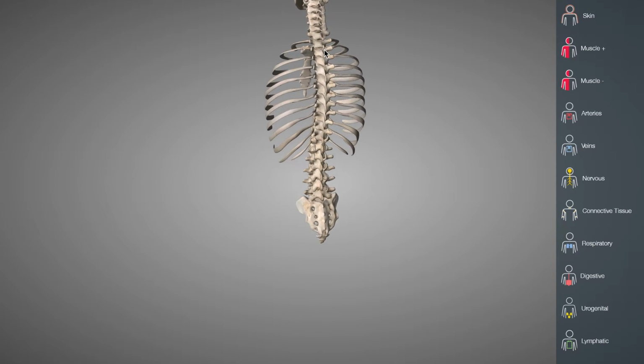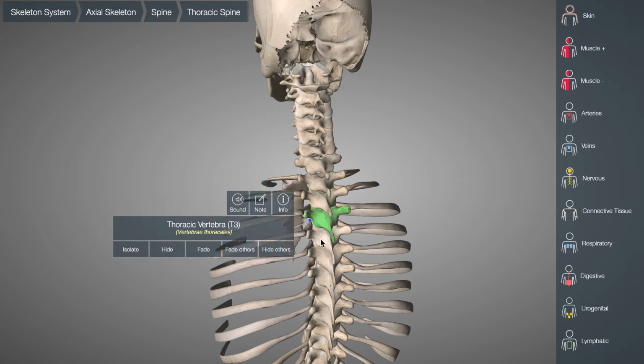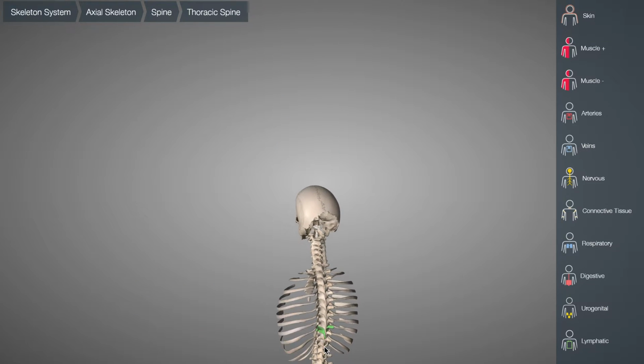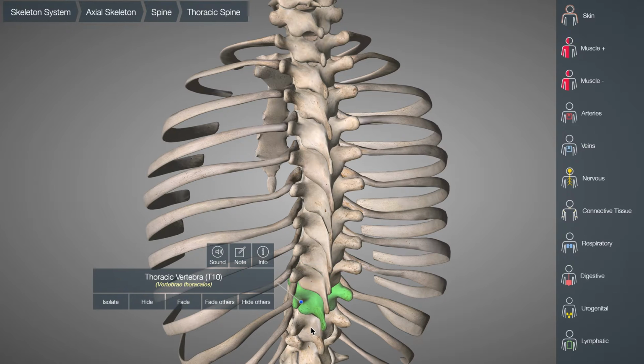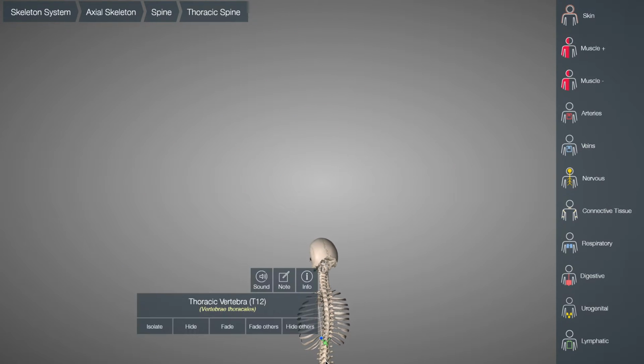Let me actually go to that top one. 1, 2, 3, 4, 5, 6, 7, 8, 9, 10, 11, and then 12. So you know that I'm not lying.